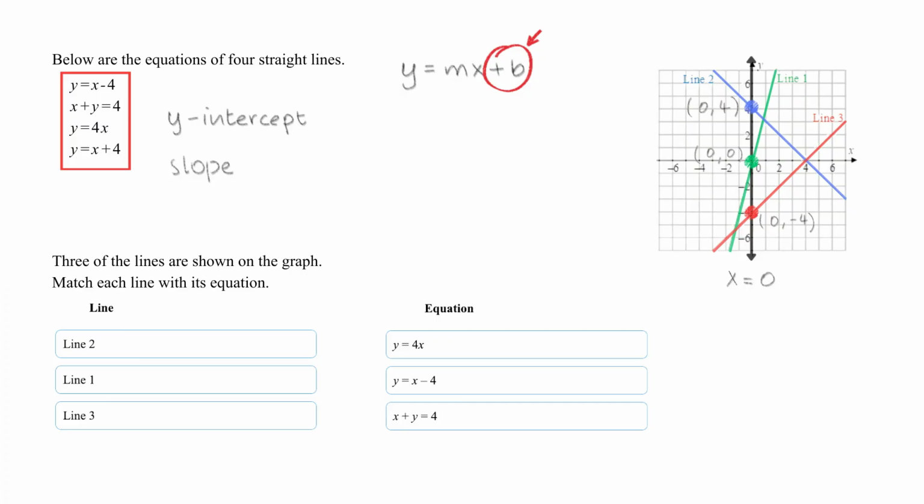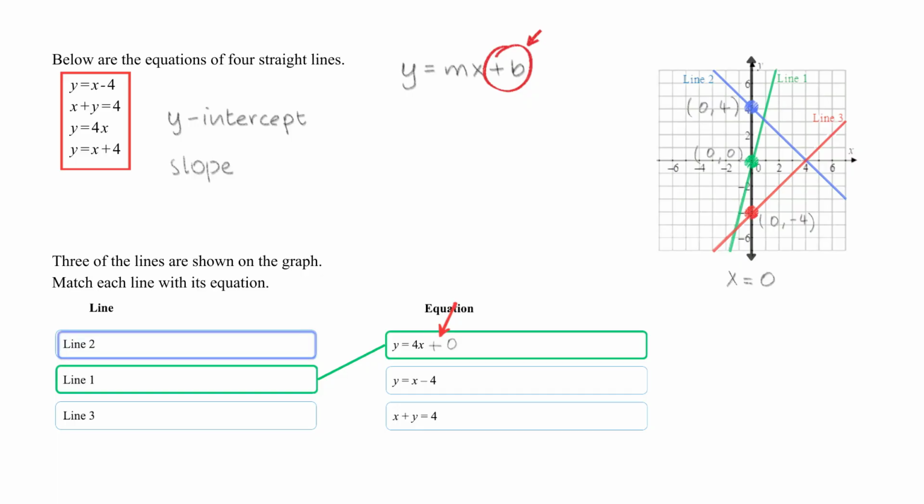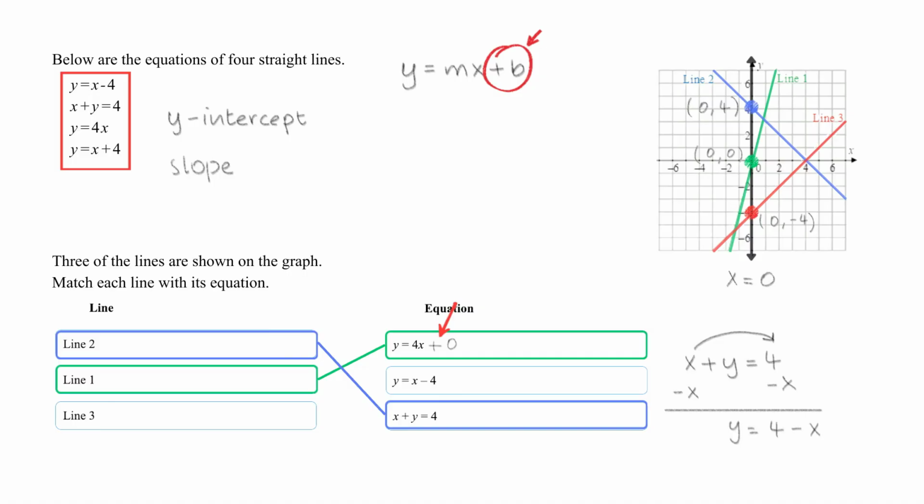Now let's look at our equations and find those matching numbers. Line 1, green line. The equation for this line is y equals 4x, because there is no number added at the end, which means the intercept is 0. Line 2, blue line. The equation for this line is x plus y equals 4. If we move x to the other side, it becomes y equals -x plus 4. That positive 4 at the end matches our graph perfectly, and the -x explains why the graph is tilting downwards.